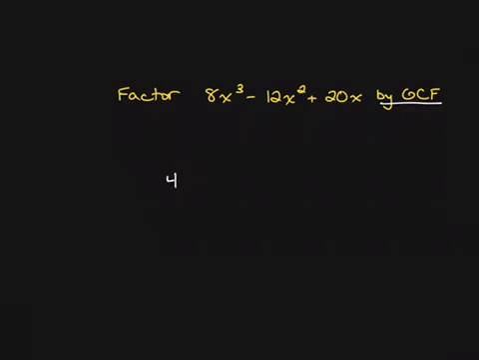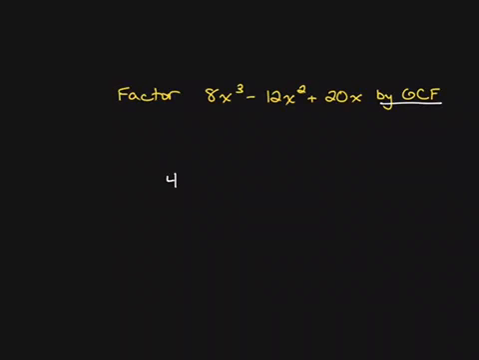And then for the variables, we have to see how many x's all of them have in common. So what's the largest number of x's that all of them have in common? Or what would be the smallest power on x? The way I like to think about it is this has 3 x's, this has 2 x's, and that has 1 x. And so therefore they all have 1 x in common.